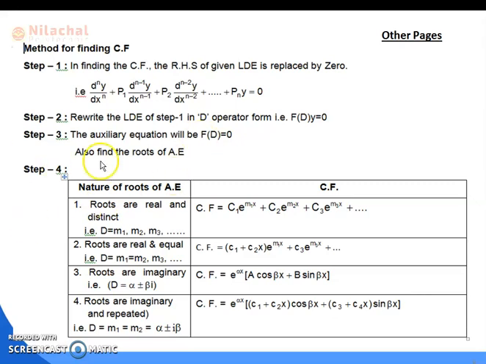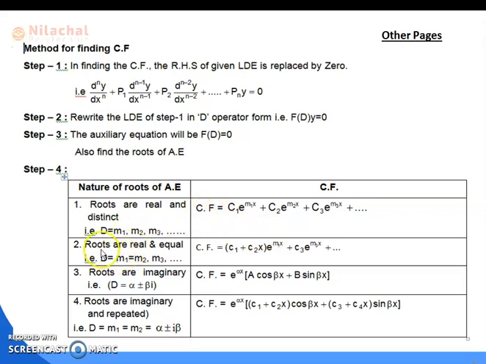Then come to the nature of the roots of the auxiliary equation. How can you write the formula for CF? If your roots are real and distinct, meaning unequal, D equals m1, m2, m3 and all are unequal. At that time CF equals c1 e to the power m1x plus c2 e to the power m2x plus c3 e to the power m3x plus so on. If your auxiliary equation is quadratic, you will get only two values. If it is cubic, you will get three values, m1, m2, m3. Clear? So likewise you have to write the formula for CF.